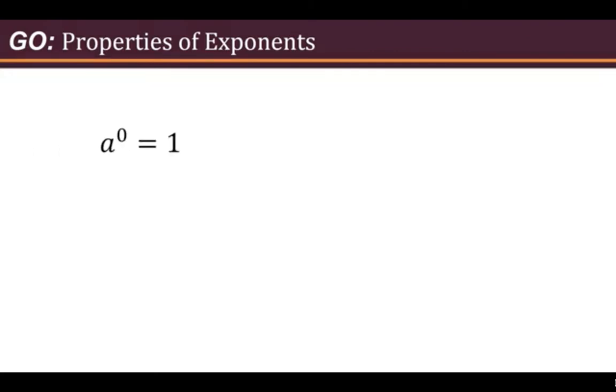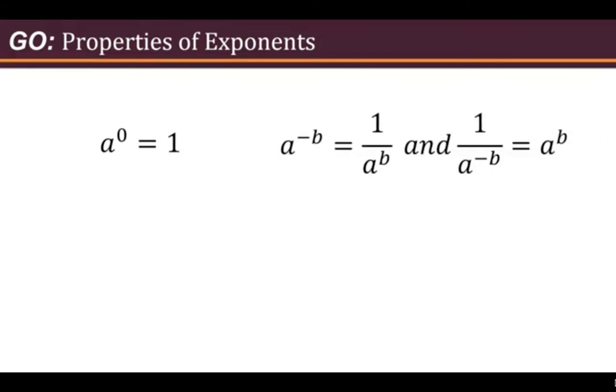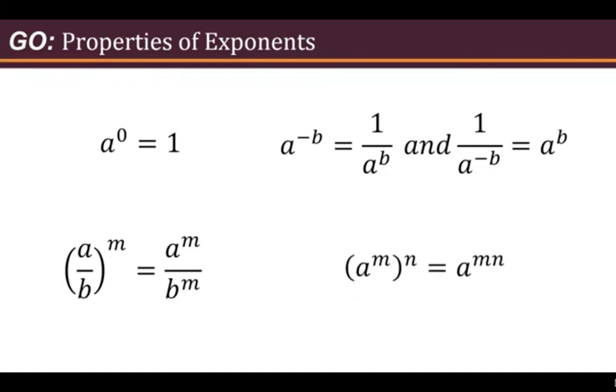a raised to the power of 0 equals 1, a to the negative b equals 1 over a to the b, and 1 over a to the negative b equals a to the b. (a over b) all raised to the m is the same as a to the m over b to the m. And (a to the m) to the n is the same as a to the mn.